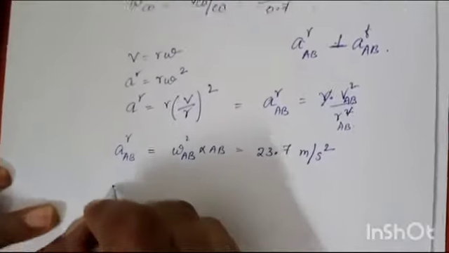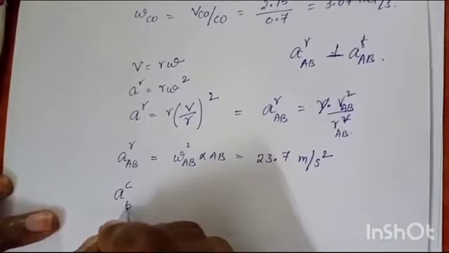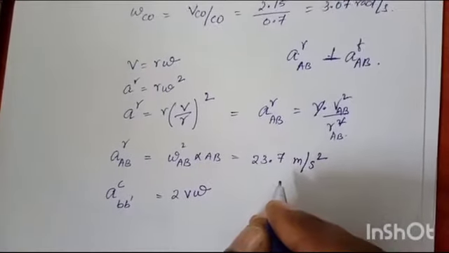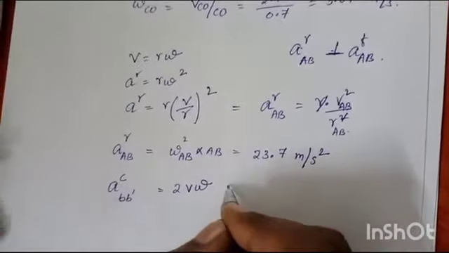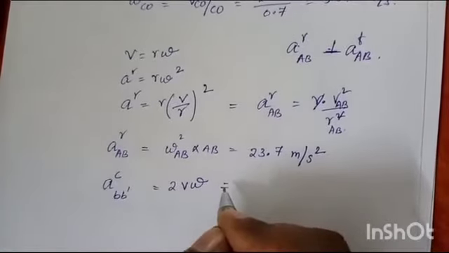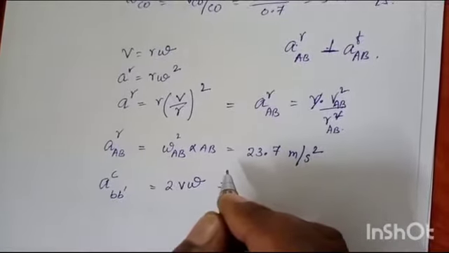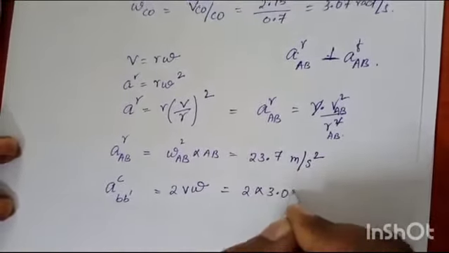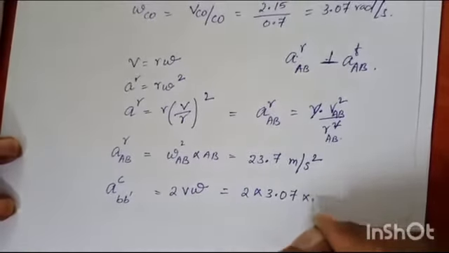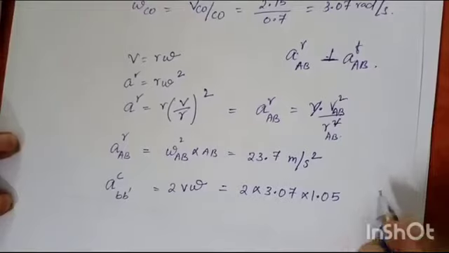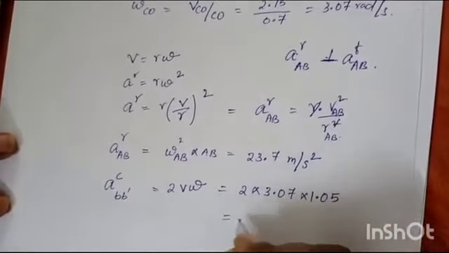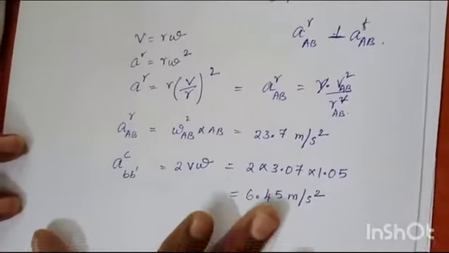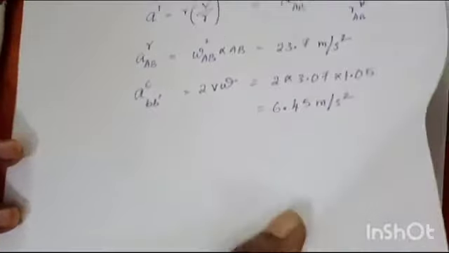For the remaining things, the Coriolis component, ACB B dash, I can use the formula 2V omega. Omega is the angular velocity of the lever, V is the velocity of the slider. The velocity of the lever and slider I have already calculated. So 2 into 3.07, my lever angular velocity, into 1.05. Already we found this velocity of VB dash. So from this I may get 6.45 meter per second square. So this is the Coriolis acceleration of the slider.